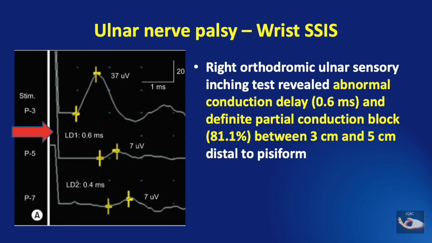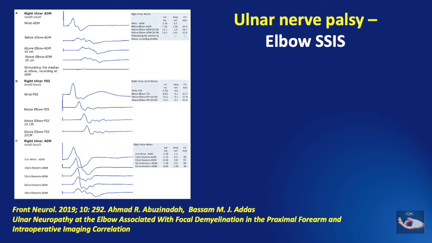This means that the lesion is most probably between P3 and P5 sites that we have chosen, because there is an abnormal conduction delay of about 0.6 milliseconds and definite partial conduction block, almost 81.1% between 3 centimeters and 5 centimeters distal to the pisiform. Let us consider a similar example of an SSIS across the elbow.